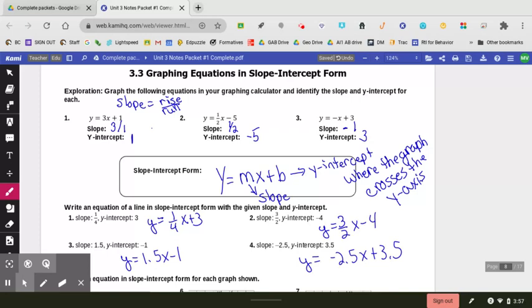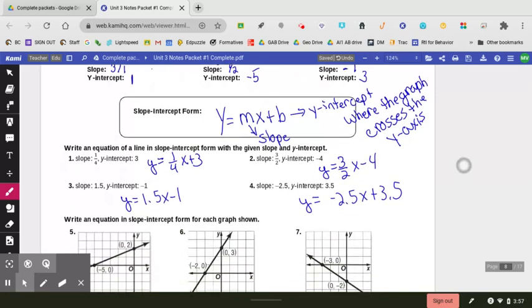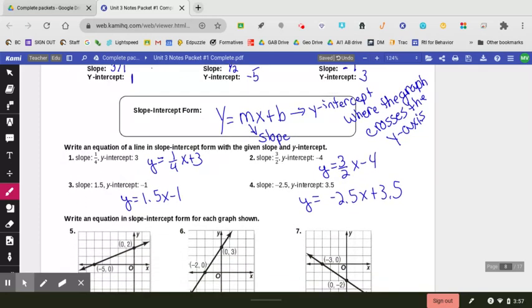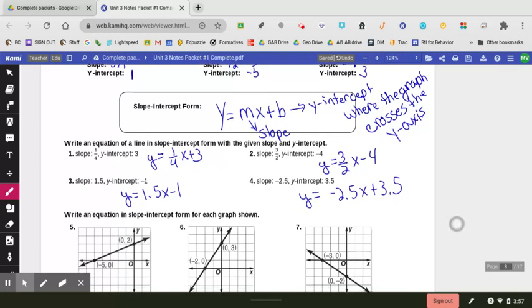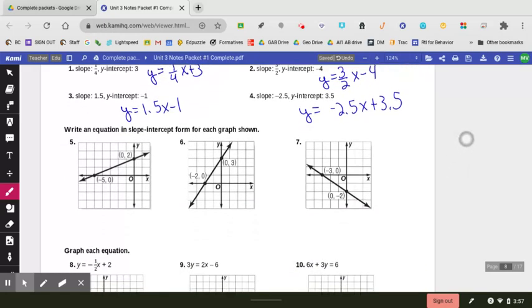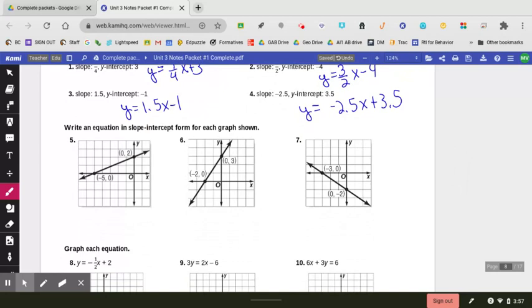So you paused and tried 2, 3, and 4. 2 is y equals 3/2 x minus 4. 3 is y equals 1.5x minus 1. And 4 is y equals -2.5x plus 3.5. So now for number 5, 6, and 7, we're asked to write the equation in slope-intercept form.